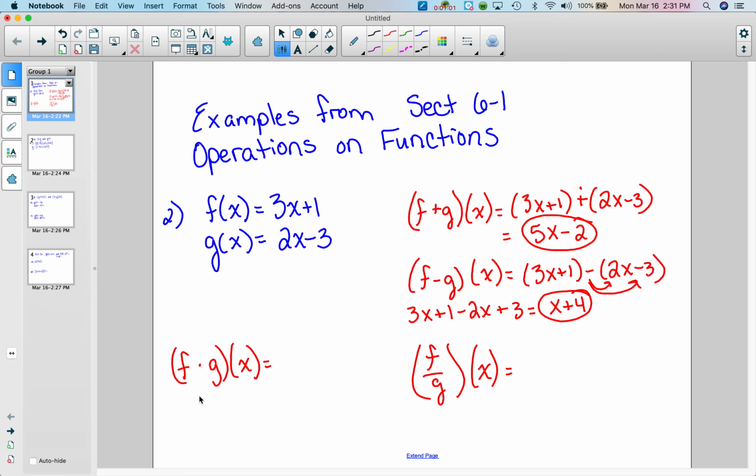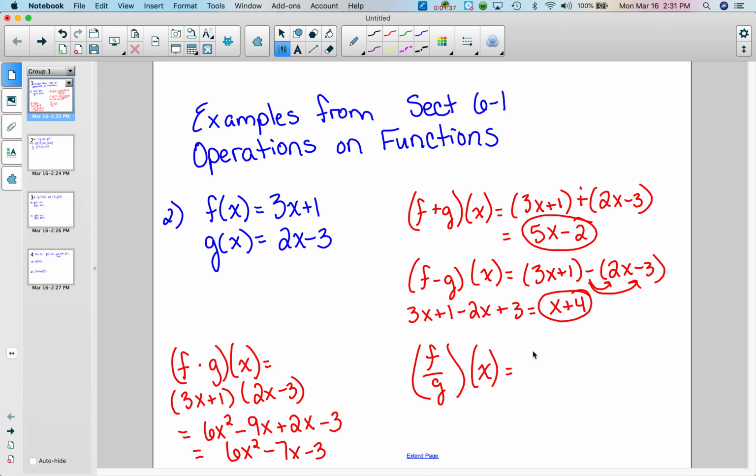For multiplication, we're going to have 3x plus 1 times 2x minus 3. You are multiplying binomials here, so you can FOIL that. We'll get 6x squared, minus 9x for the outside, plus 2x for the inside, and then a minus 3. So you're really just distributing when you do that. So then we get 6x squared minus 7x minus 3. And again, remember, you can put that in a box and multiply it out. This would be your answer.